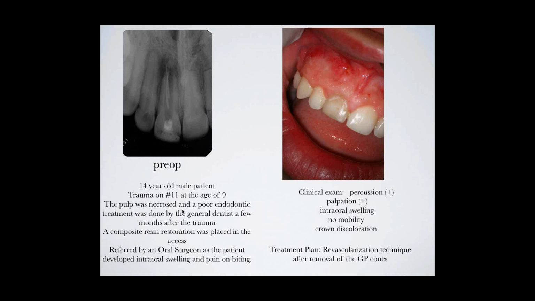So 5 years later, the patient was referred to me by an oral surgeon because he developed intraoral swelling and pain. And this is what I saw on clinical examination. You can see the discolored tooth. There was intraoral swelling, pain on percussion and palpation, and I decided to remove these 2 cones and do the revascularization technique, hoping to get some dentinal wall thickening and apical closure.